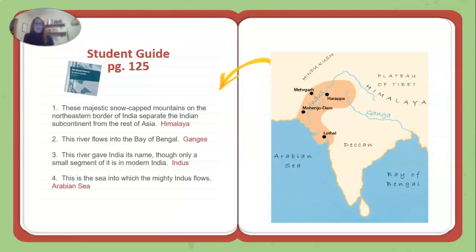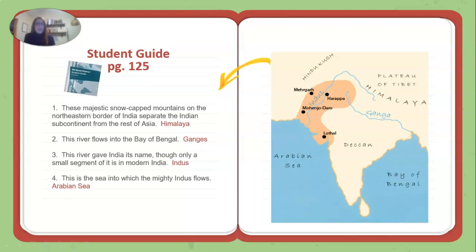And here, if you look on page 125, you're going to see some student guide questions. These will go with the map on this page and then the map on page 126. Question number 1. These majestic snow-capped mountains on the northeastern border of India separate the Indian subcontinent from the rest of Asia, and those are the Himalayas. This river flows into the Bay of Bengal. That's the Ganges River. Question number 3. This river gave India its name, though only a small segment of it is in modern India, the Indus. And this is the sea into which the mighty Indus flows, the Arabian Sea.